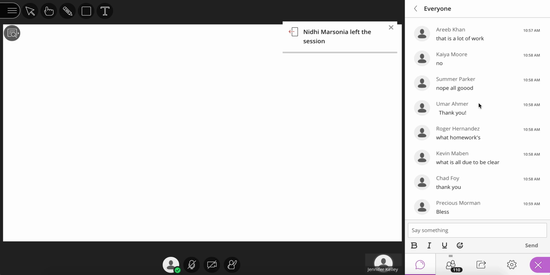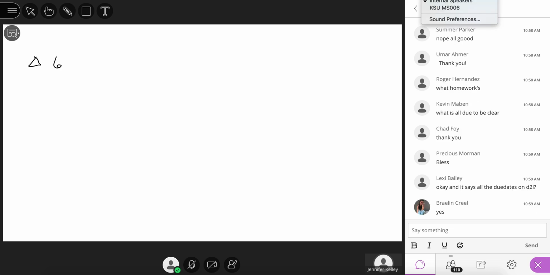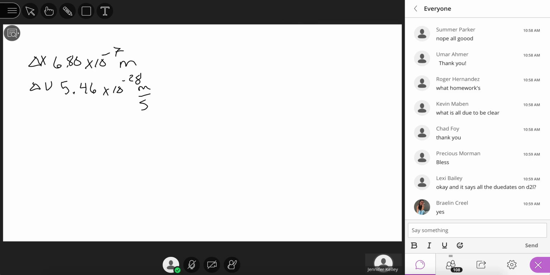All right, and so we got 1 minute, so I'm just going to write this down really quickly. You can take a look in the textbook and see this example worked out. But a baseball has an uncertainty of 6.80 times 10 to the negative 7 meters. And then when you calculate the uncertainty in speed, so this is delta x, this is delta u, the uncertainty in speed is 5.46 times 10 to the negative 28 meters per second.